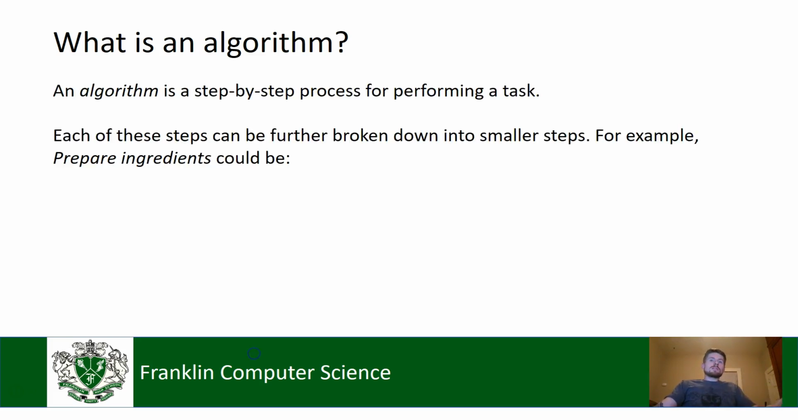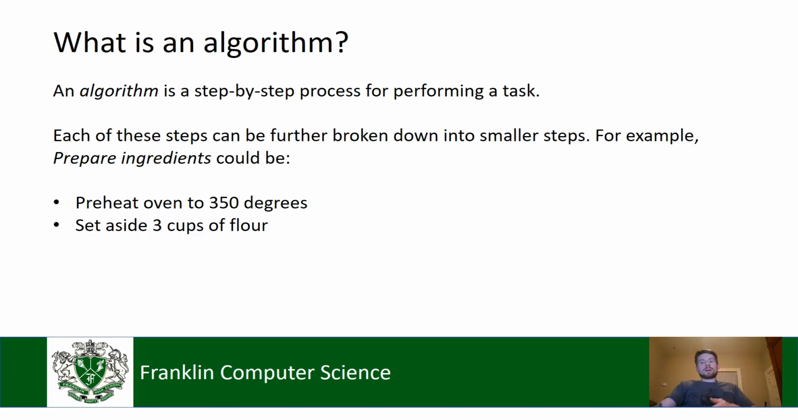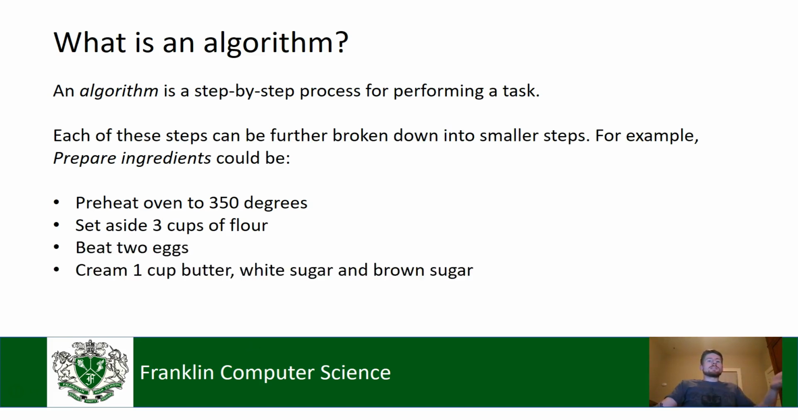So if I want an algorithm just for prepare ingredients, that might look like this, right? I need to get the oven ready first, right? This is kind of my first step. Let's preheat the oven. We need 3 cups of flour for the number of cookies I want to make, so I'm going to set aside 3 cups of flour. I need to beat 2 eggs, and then I need to put butter, a cup of butter, white sugar, and brown sugar all together, and then mix it till it's all mixed together. So this is an algorithm for that one step.